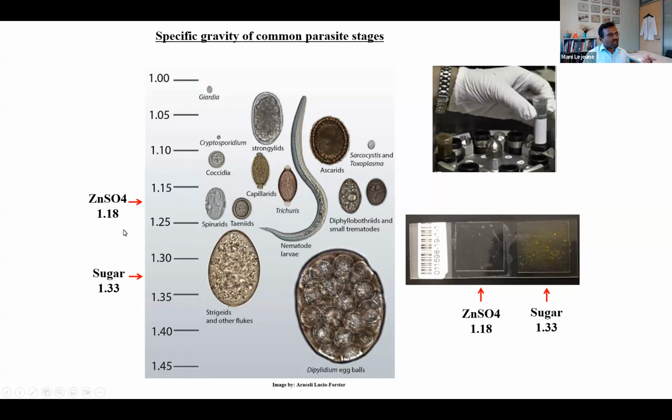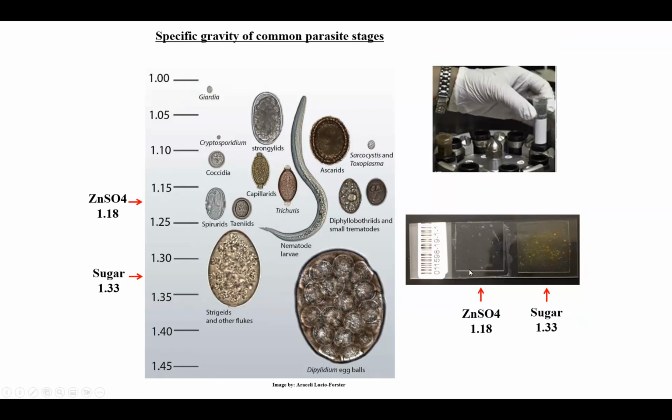That's the reason why we use zinc sulfate to float Giardia. Similarly, larval stages like lungworm larvae float well and without any distortion in zinc sulfate, but sugar kind of distorts the larvae. So in our lab, each sample gets floated in these two different solutions, zinc sulfate and sugar, and we capture that under the cover slip, which I'll mention in the next slide.